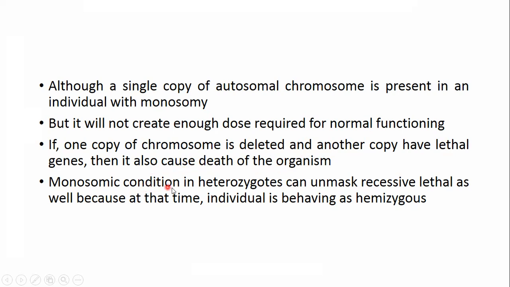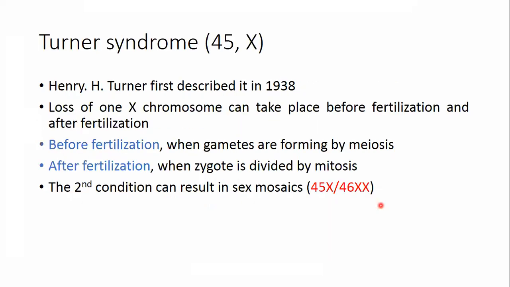So monosomic condition in heterozygotes can unmask recessive lethals as well, because at that time the individual is behaving as hemizygous, because the individual contains only a single copy of the chromosome. That's why that individual is behaving as hemizygous. So what is its example?